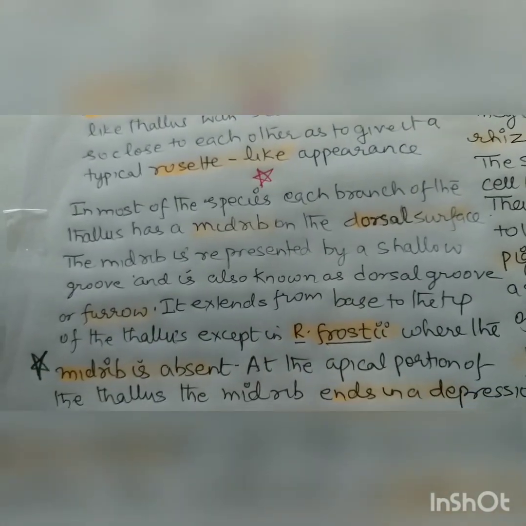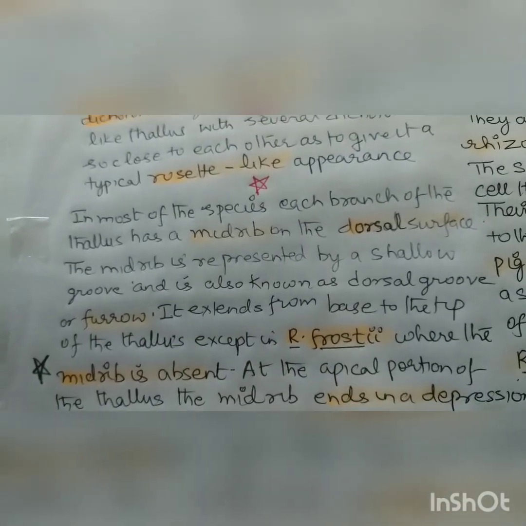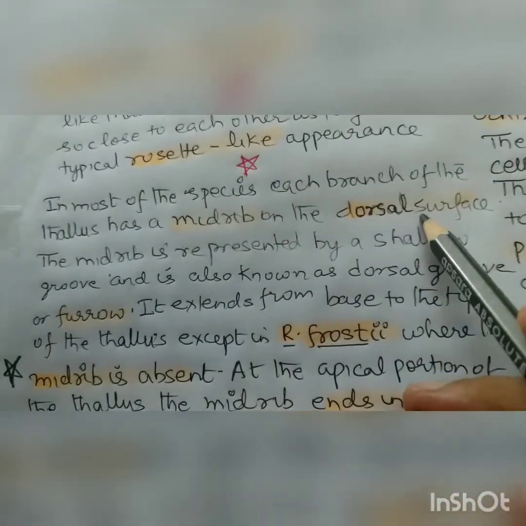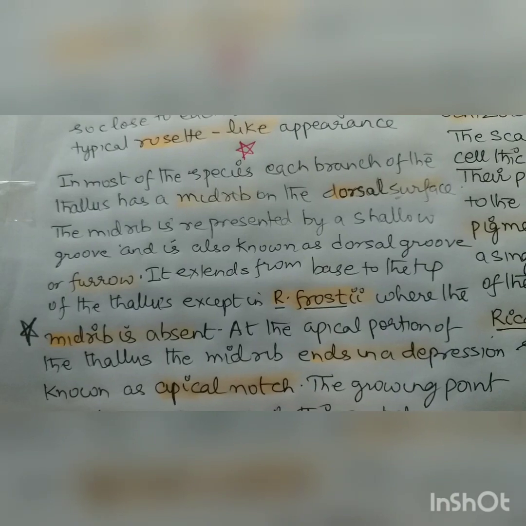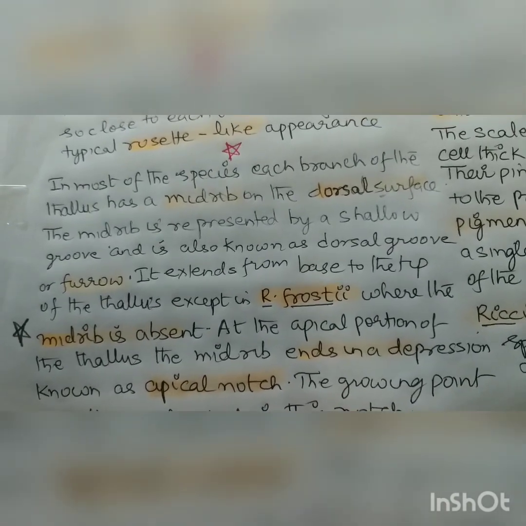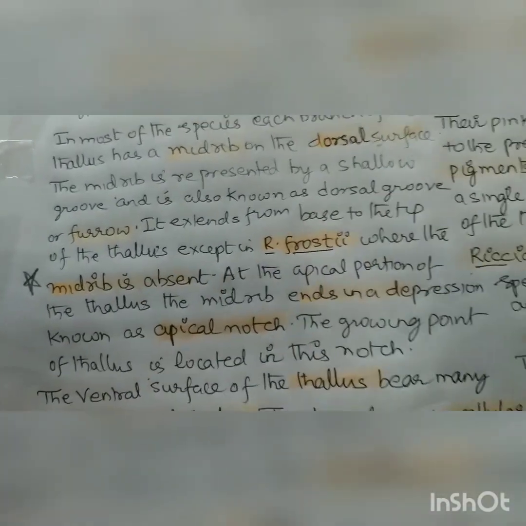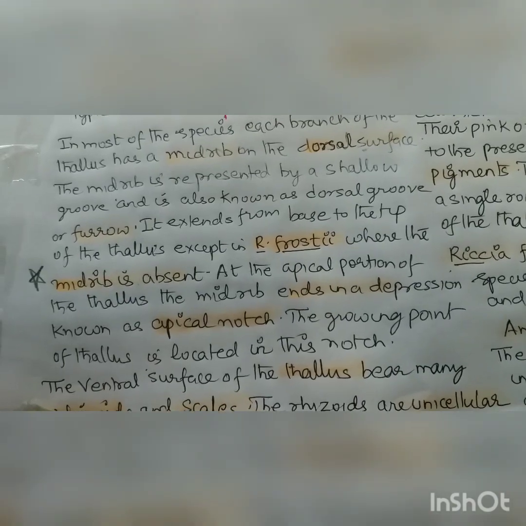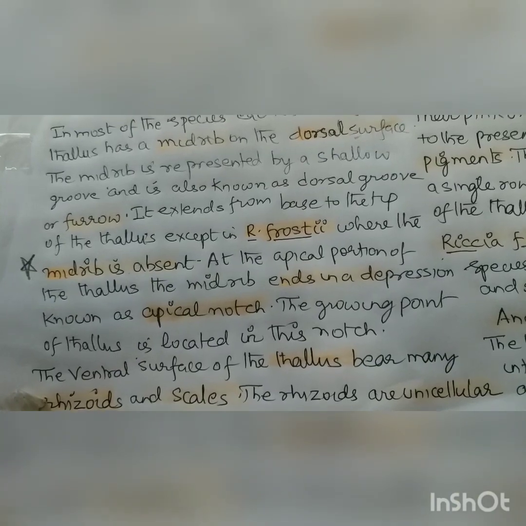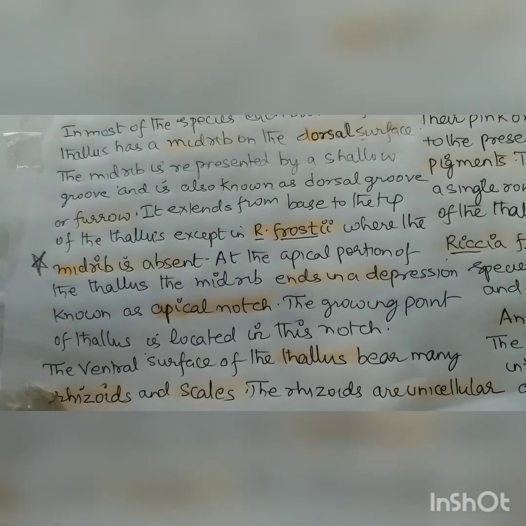In most of the species, each branch of thallus has a midrib on the dorsal surface. See, midrib at the dorsal surface. The midrib is represented by a shallow groove and is known as dorsal groove or furrow. It extends from base to tip of thallus except in Riccia frostii, where the midrib is absent. This is very important. Question will come. At the apical portion of thallus, the midrib ends in a depression known as apical notch, and the growing point of thallus is located at this notch.